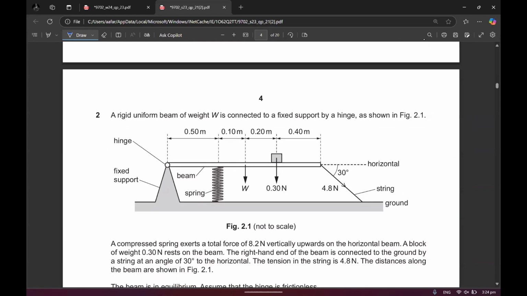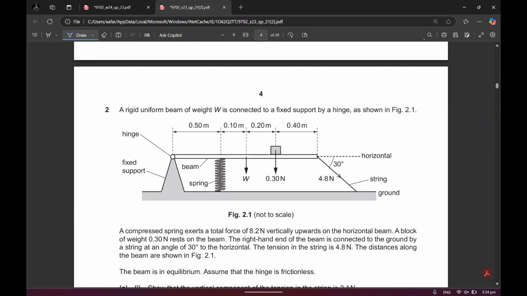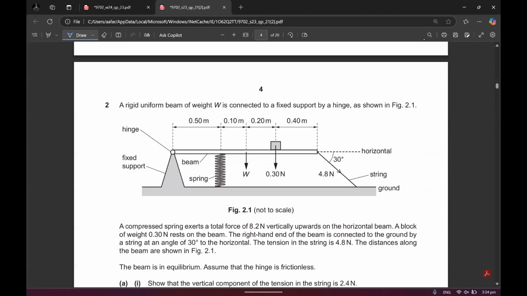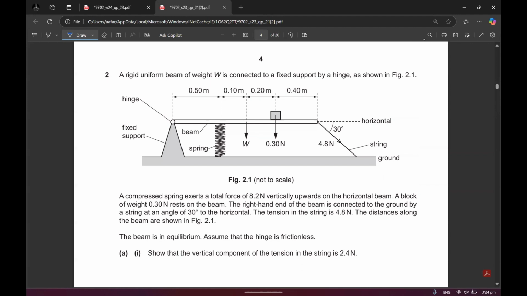A rigid uniform beam of weight W is connected to a fixed support by a hinge as shown in figure 2.1. A compressed spring exerts a total force of 8.2 Newton vertically upwards on the horizontal beam. A block of weight 0.3 Newton rests on the beam.